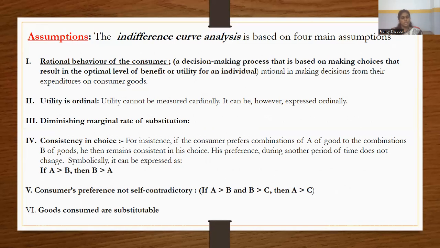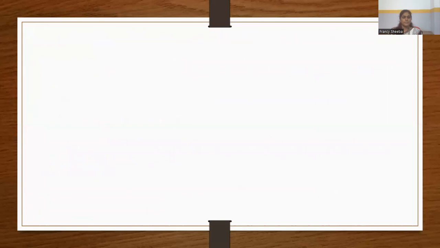4. Consistency in choice. For instance, if the consumer prefers combination A of goods to combination B of goods, he then remains consistent in his choice. His preference, during another period of time, does not change. Symbolically, it can be expressed as: if A is greater than B, then B is not greater than A. 5. Consumer's preference is not self-contradictory. If A is greater than B, and B is greater than C, then A is greater than C. 6. Goods consumed are substitutable.